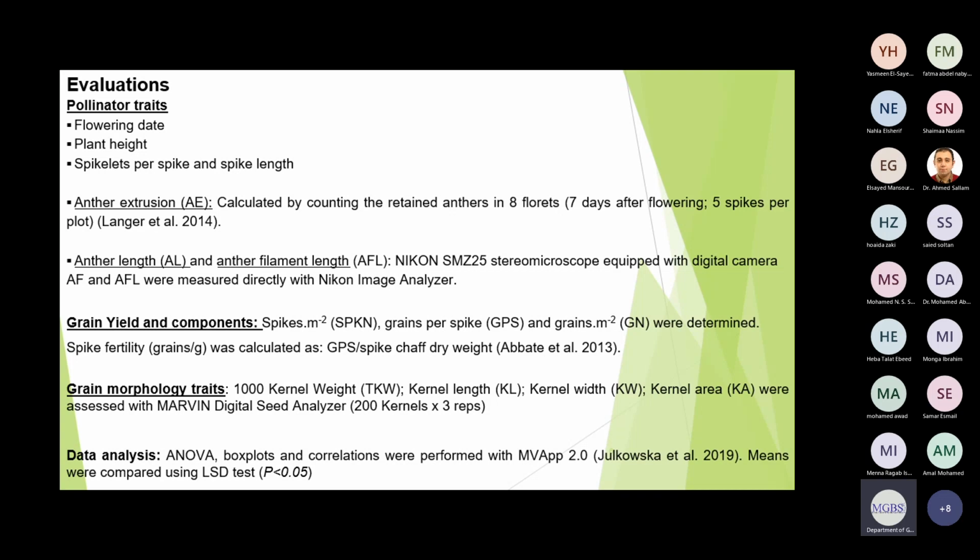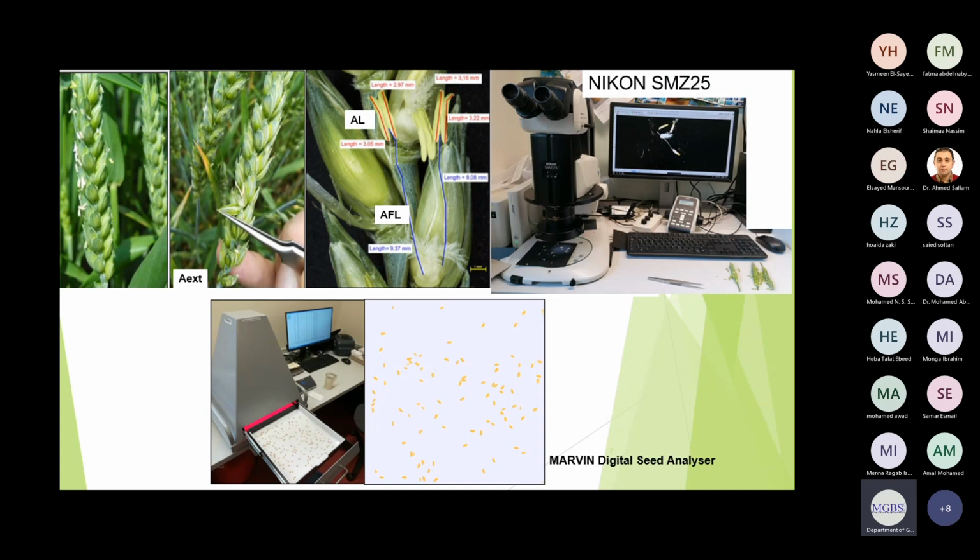At harvest, we also evaluated yield and its components: spikes per square meter, grains per spike, grains per square meter, and spike fertility, calculated as grains per spike and the ratio between grains per spike and the spike chaff weight. Also, with the grains that we obtained, we calculated some grain morphology traits using the Marvin analyzer. So we calculated the 1,000 kernel weight, kernel length, width, and kernel area. Here are some of the traits that we evaluated: flowering, anther extrusion, counting the retained anthers inside the floret, anther length, and anther filament length that were recorded using the microscope. And for grain morphology, we used the Marvin seed analyzer.